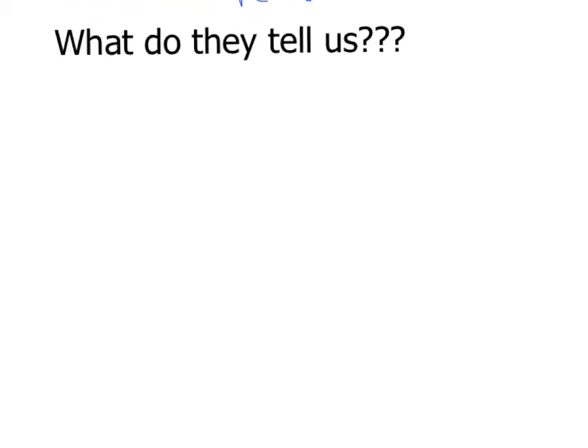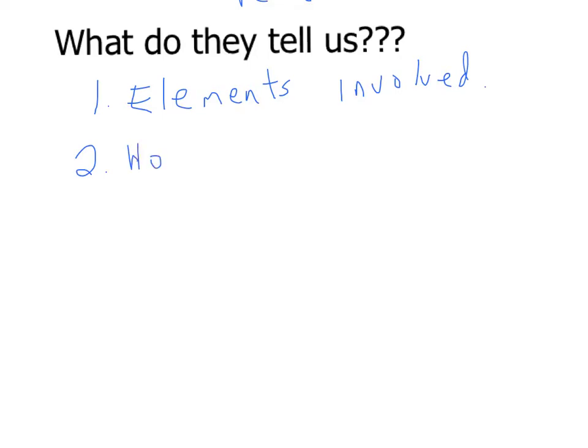So what does a balanced chemical equation tell us? First thing it does is it tells us what elements are involved. Second thing is how they get rearranged. And thirdly, it tells us what amounts to mix them in.